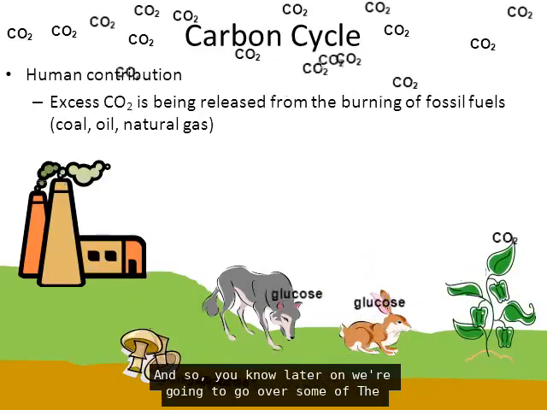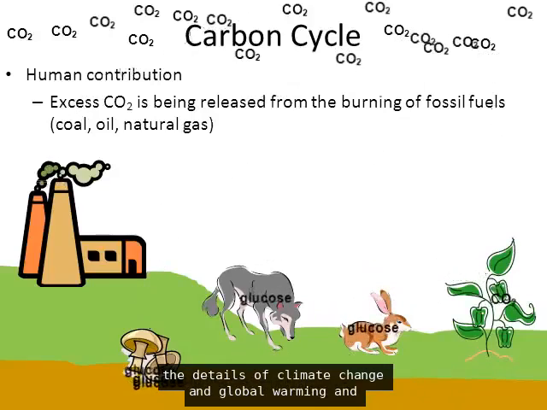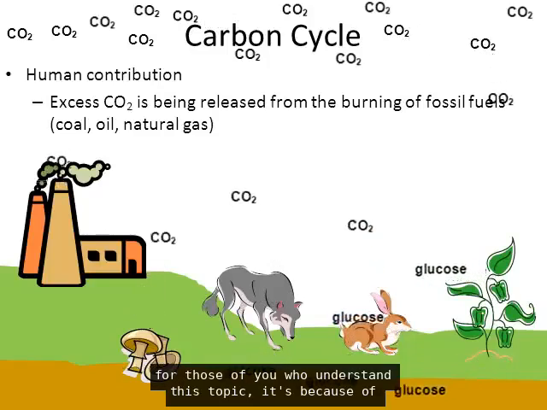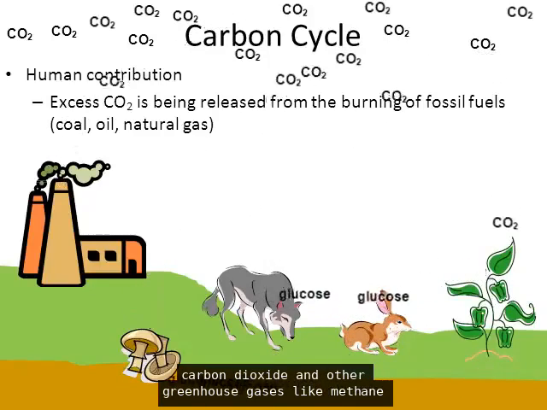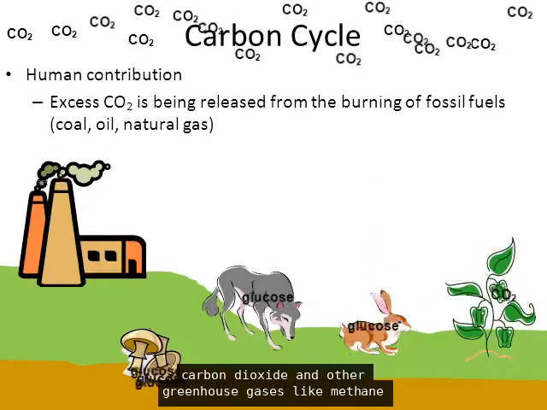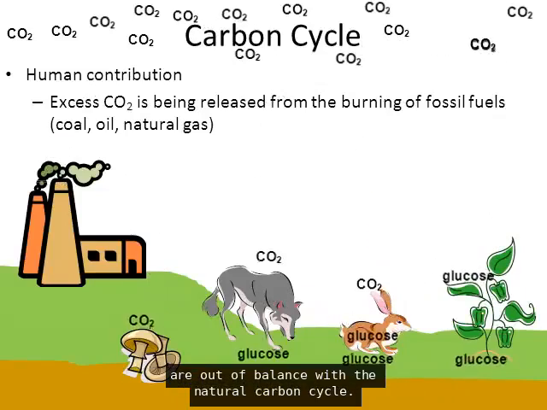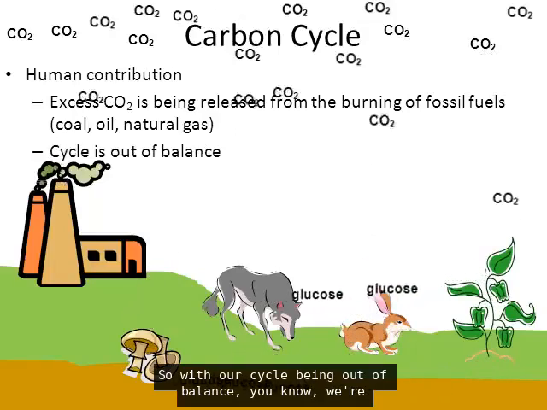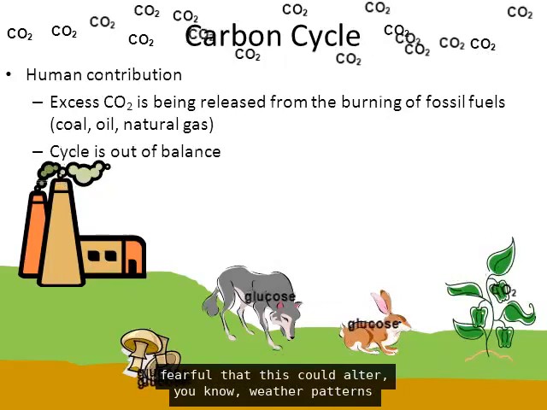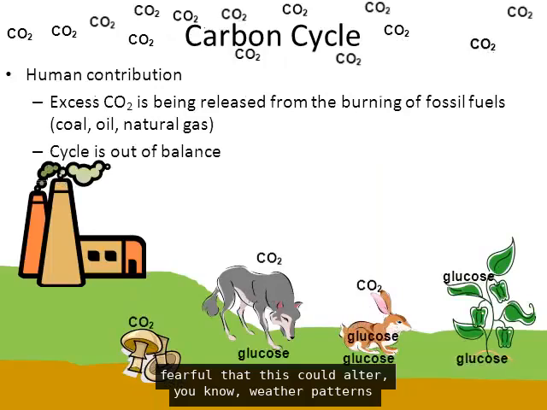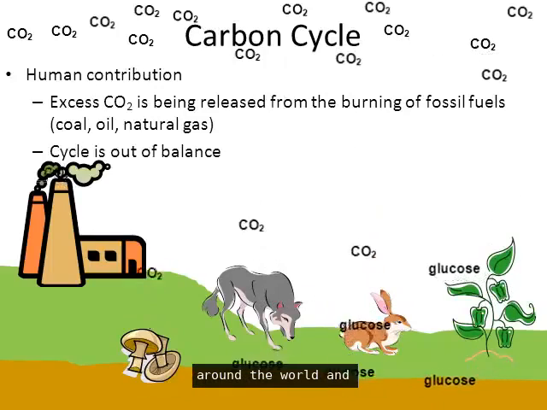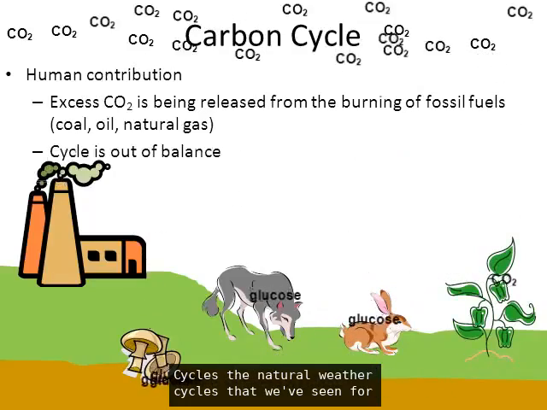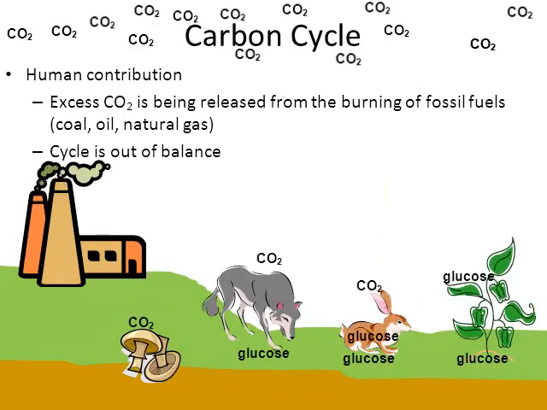Later on we're going to go over some of the details of climate change and global warming. But for those of you who understand this topic, it's because carbon dioxide and other greenhouse gases like methane are out of balance with the natural carbon cycle. With our cycle being out of balance, we're fearful that this could alter weather patterns around the world and disrupt the natural weather cycles that we've seen for thousands of years.